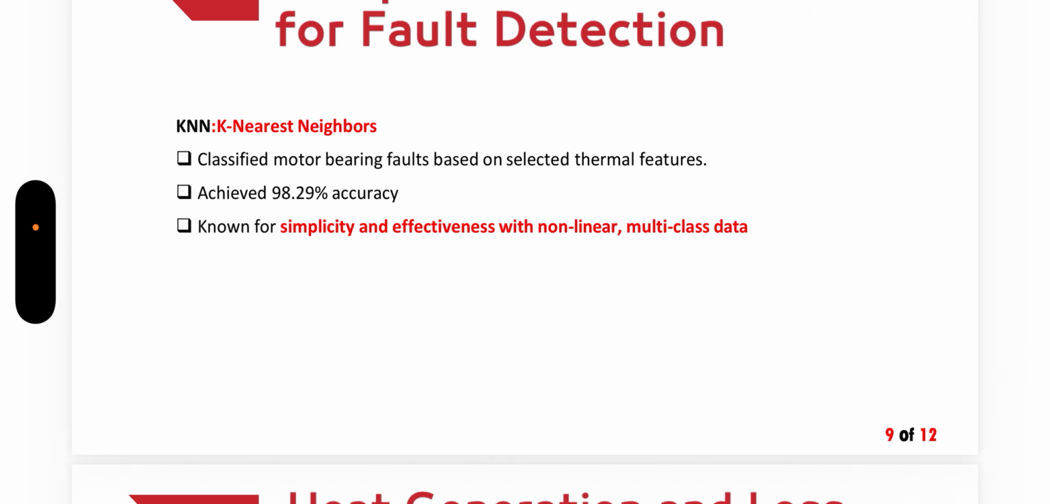KNN. K-nearest neighbors classified motor bearing fault based on selected thermal feature, achieving 98.29% accuracy, known for simplicity and effectiveness with non-linear multi-class data.